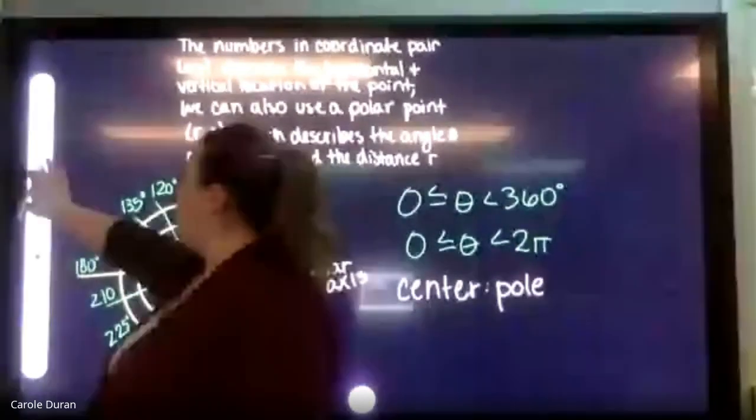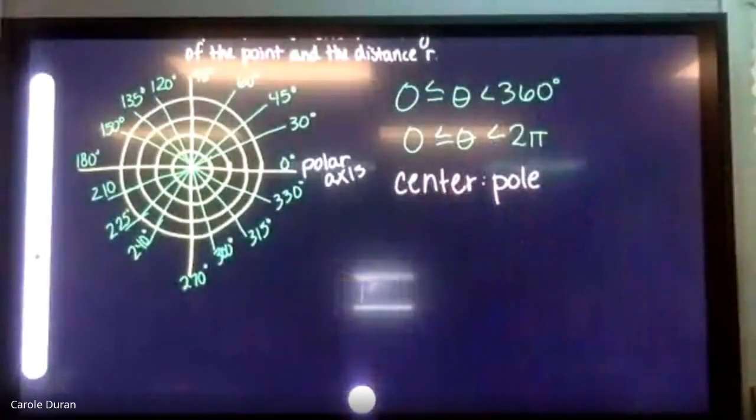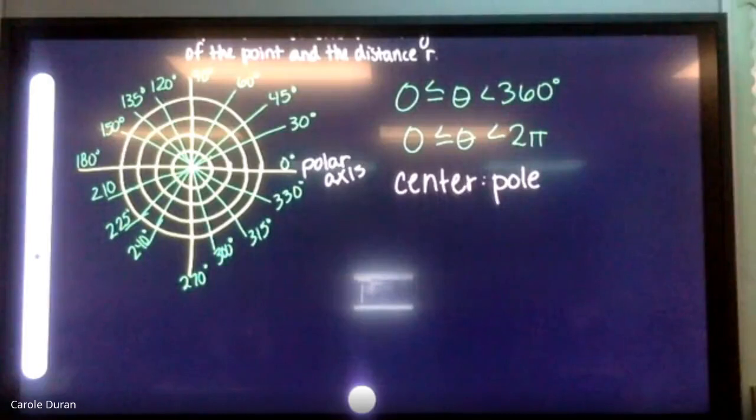Everyone okay so far? I will give you a second to finish drawing the graph because I'm sure this is where most of you are getting hung up right now. And then we will start looking at how the coordinates for my polar point correspond to the actual point on the graph.